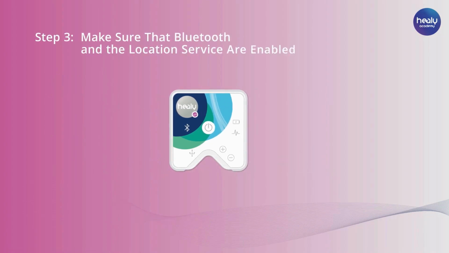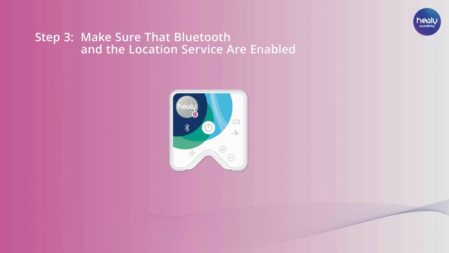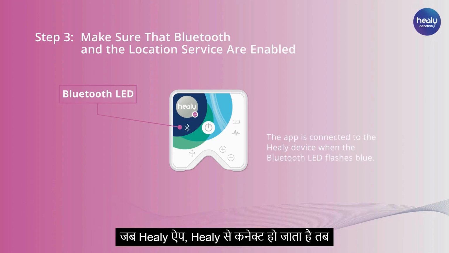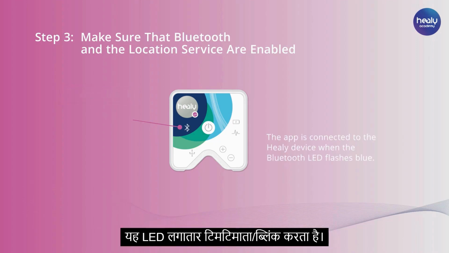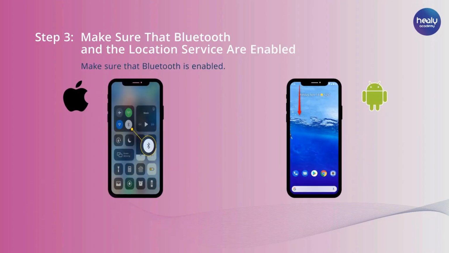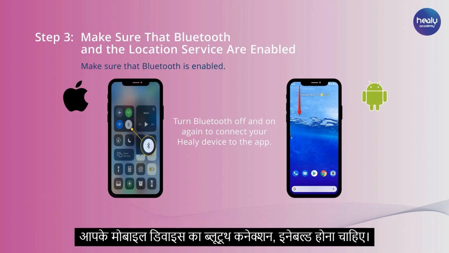Step 3. Make sure that Bluetooth and the location service are enabled. On the left-hand side of the Healy device, you will find the Bluetooth LED. When the Healy app is connected to Healy, this LED is blinking continuously. Make sure that Bluetooth is enabled. For the Healy app to connect to the Healy device, the Bluetooth connection of your mobile device must be enabled.